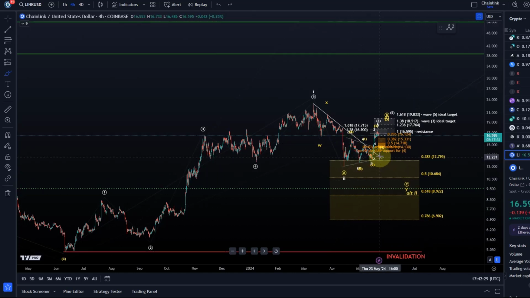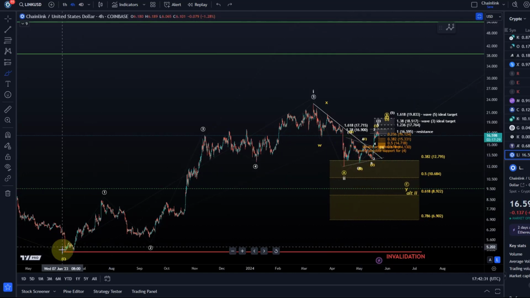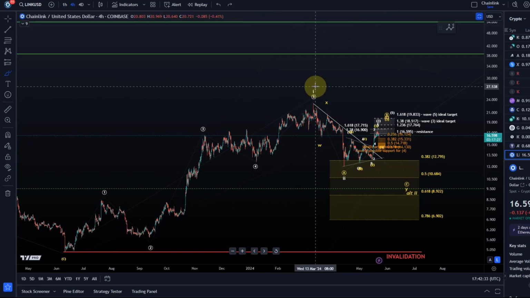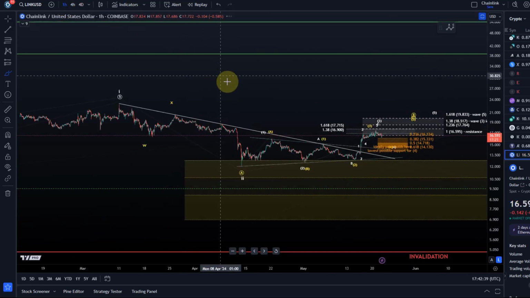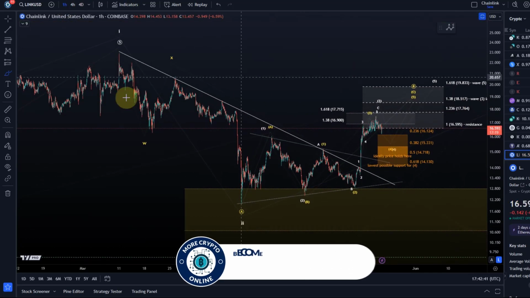Okay, so it's a setup. 5 waves up indicate the trend is up. Then we're looking for a pullback in this uptrend. That's all we're doing. But now we try to decipher the microstructures.